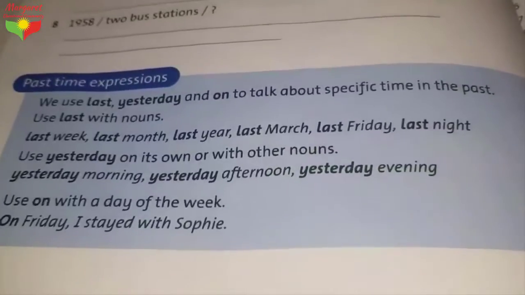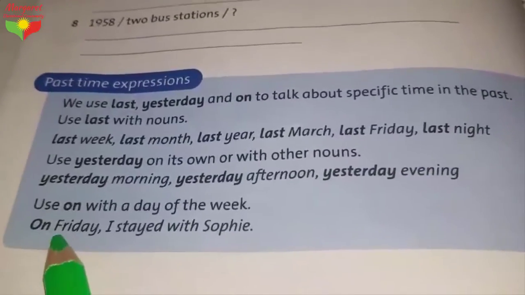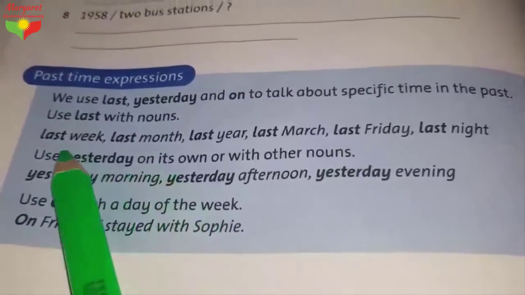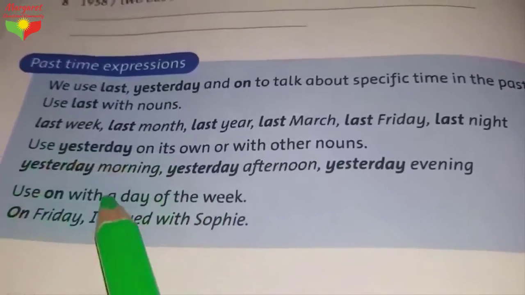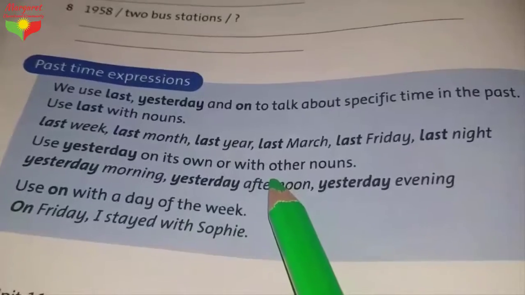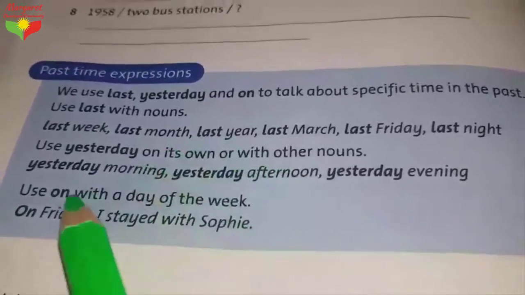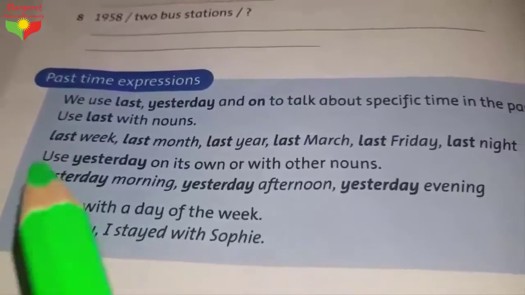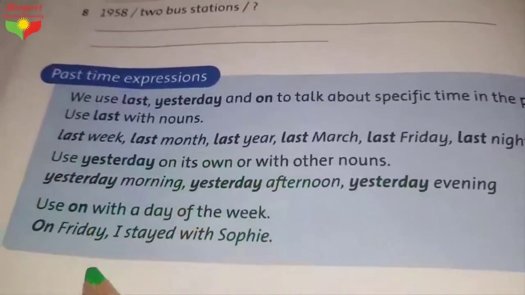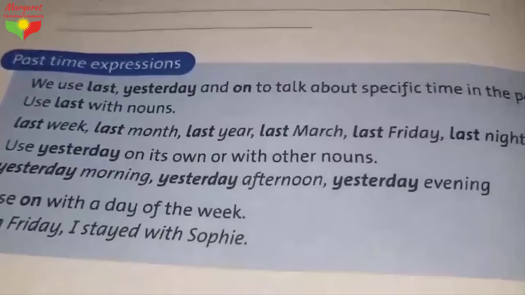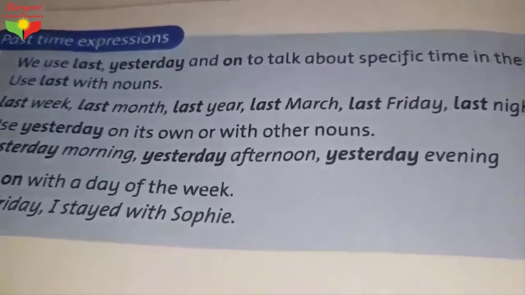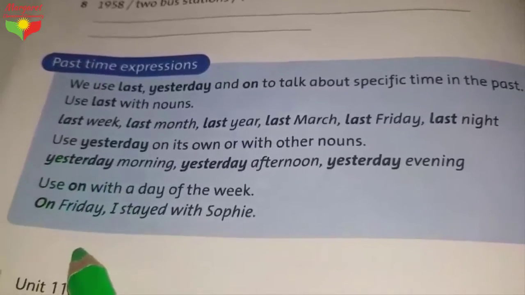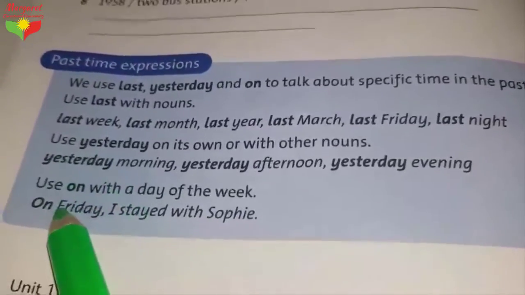Okay, that's very important. Now here we have this example. Also use on with a day of the week. We talked about how you can use on, in, at, these three prepositions. With days of the week you have to use on. With months you should use in, and with time or clock you have to use at, right? So here we used on because we have one of the days of the week, which is Friday.